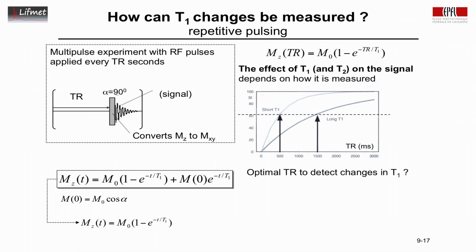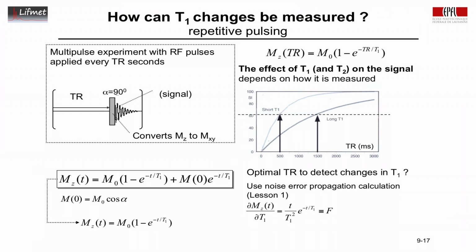Now, if we are doing this multi-pulse experiment, so we apply a 90-degree pulse every TR seconds, at what point would we be most sensitive to changes in T1? And for imaging that's important, that would give us the maximum contrast. To approach this, we will use the error propagation calculation that I introduced in lesson 1 of part 1 of this course. The same procedure here applies.